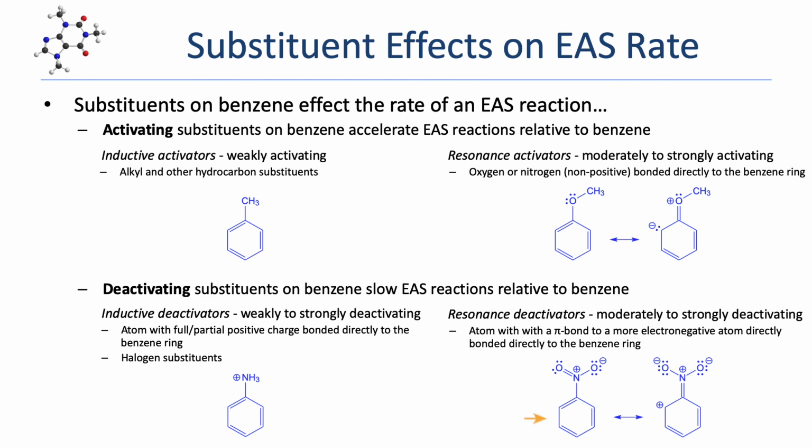So here as an example, I show nitrobenzene. You can see that in that nitro group, the nitrogen that is directly bonded to the benzene ring is also pi bonded to an electronegative oxygen. That pi bond is conjugated to the benzene ring, and electron density can be removed through resonance, decreasing the electron density in the ring, making it less nucleophilic.